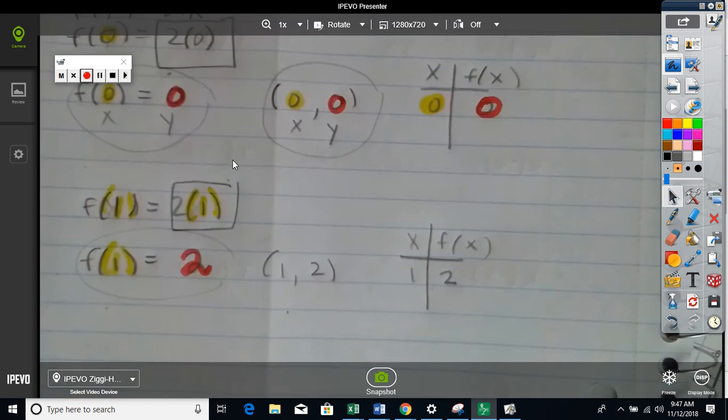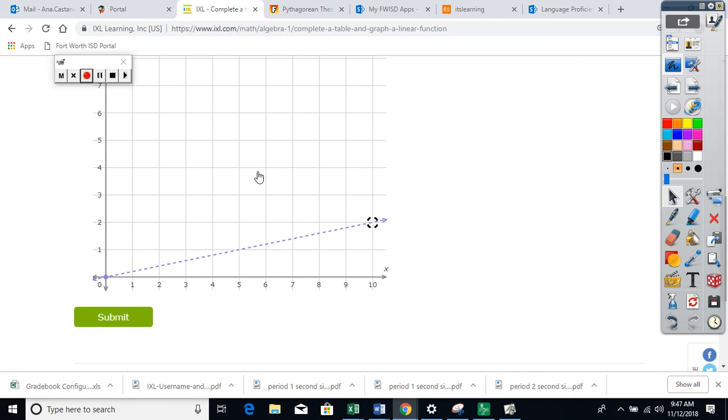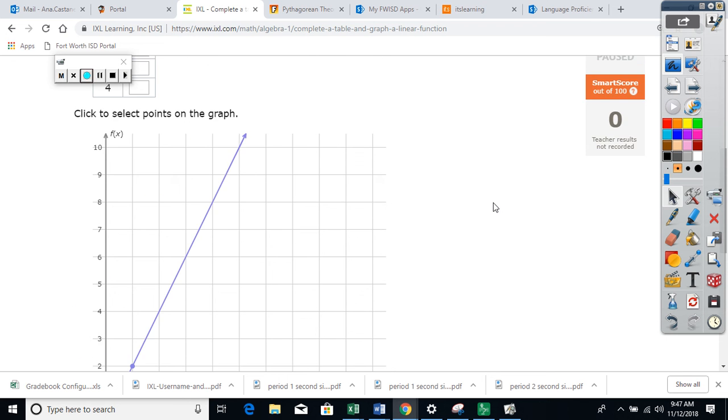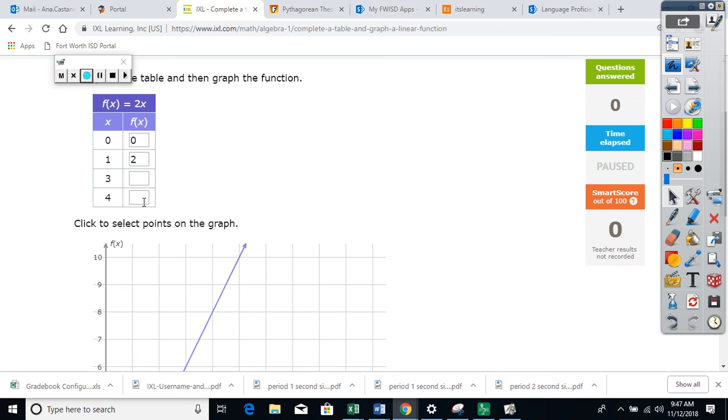Now, you'd put it on the graph. You find that x is first 1, so you start at 1, and then the y is 2. So you put the other point there. And then you go ahead and finish it down here.